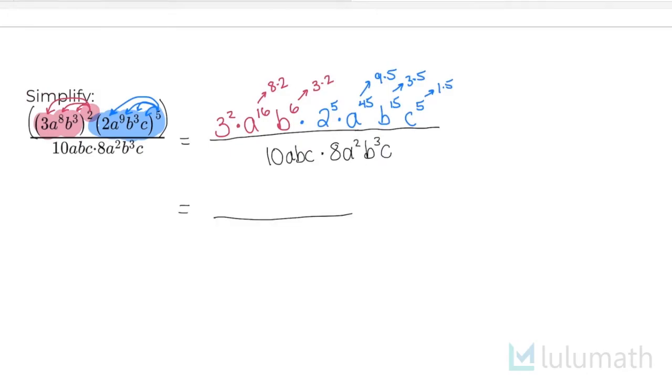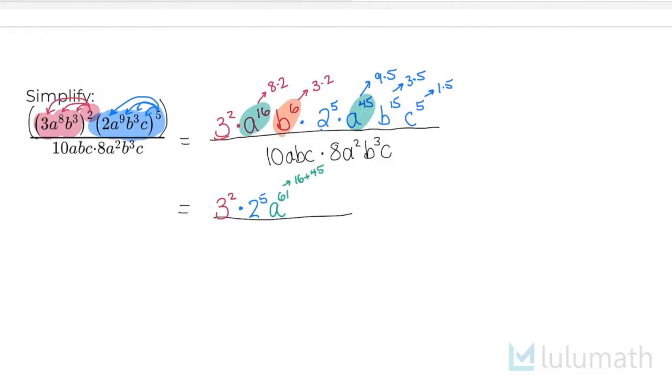Now I'm going to simplify the numerator even more. I'm just going to keep this 3 squared here, and I'm going to keep this 2 to the power of 5 here. It doesn't matter what order I write it in. But I do see that a is my base here, and a is my base here. So when I multiply, I need to add my exponents. So I end up getting a to the power of 16 plus 45, which will give me 61.